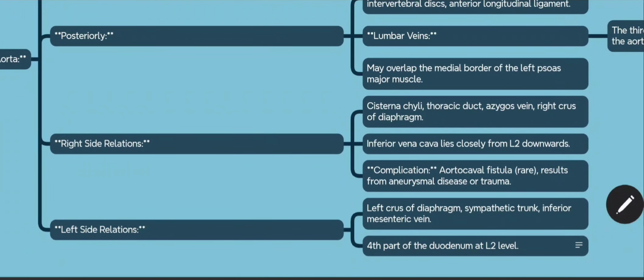The right-sided relations: cisterna chyli, thoracic duct, azygos vein, right crus of the diaphragm. The inferior vena cava lies closely from L2 downwards. Complication: aortocaval fistula, which is rare, results from aneurysmal disease or trauma. What are the relations from the left side? Left crus of the diaphragm, sympathetic trunk, inferior mesenteric vein, and the 4th part of the duodenum at L2.